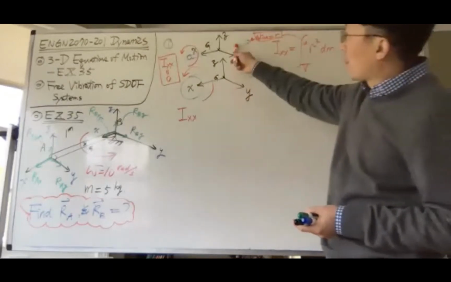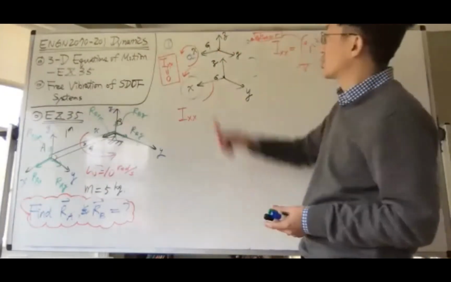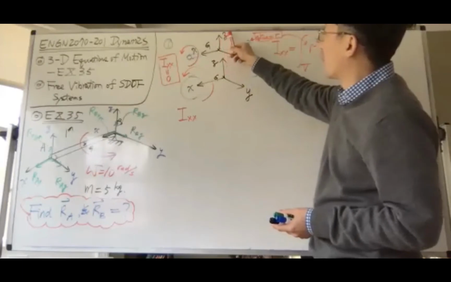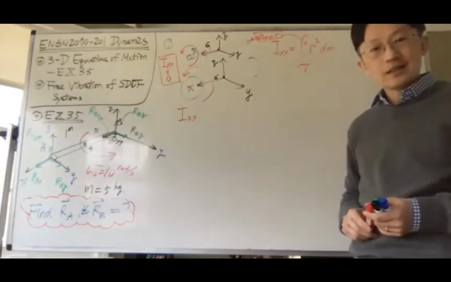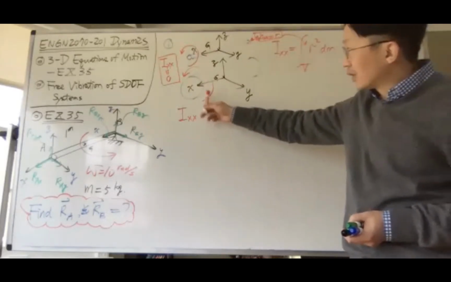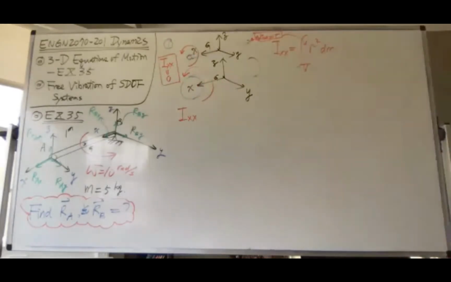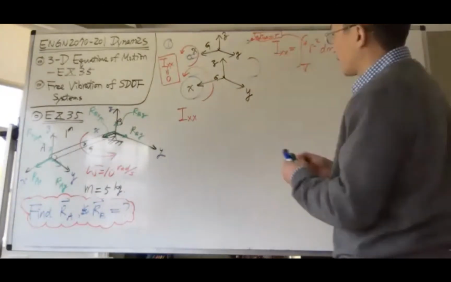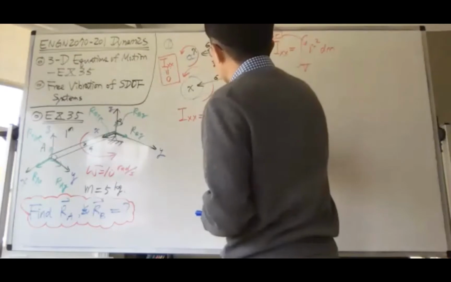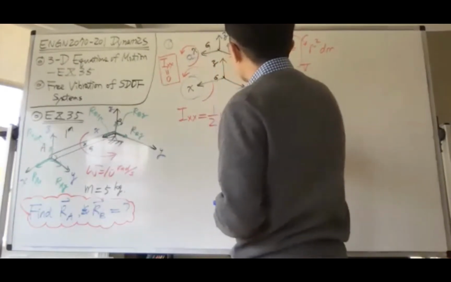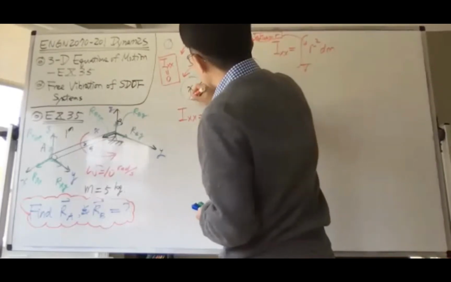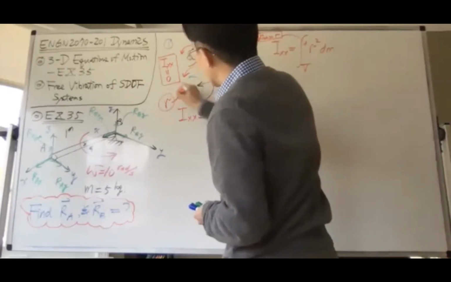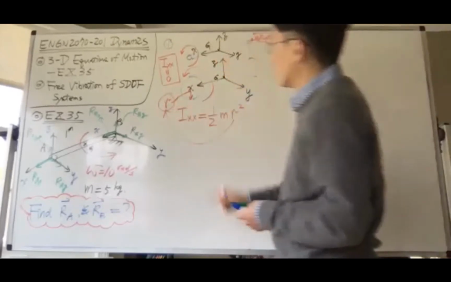So that's why in this bar case, we never consider IXX. We usually calculate IYY or IZZ. We never calculate IXX. But now, if you consider really a cylinder like this, the answer for IXX is 1/2 of the mass times radius squared. So this R here is the radius of your cylinder.